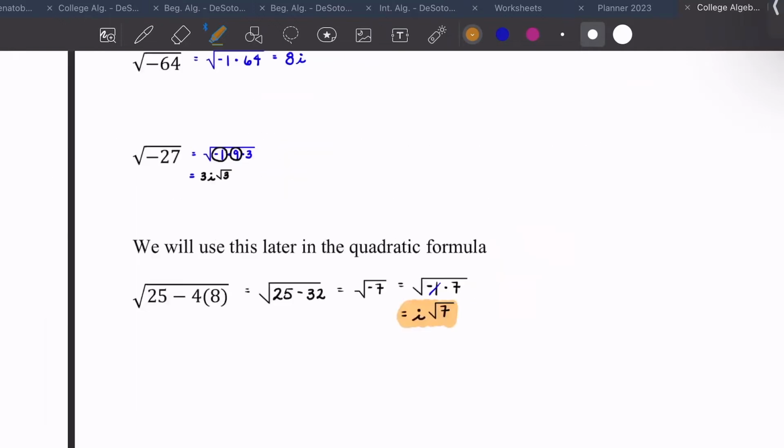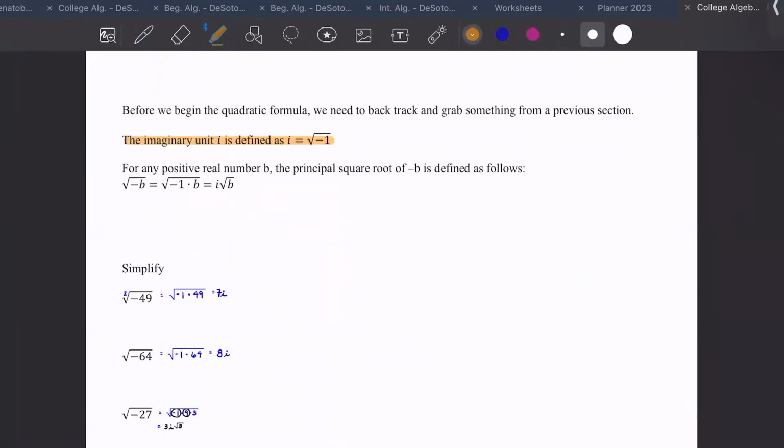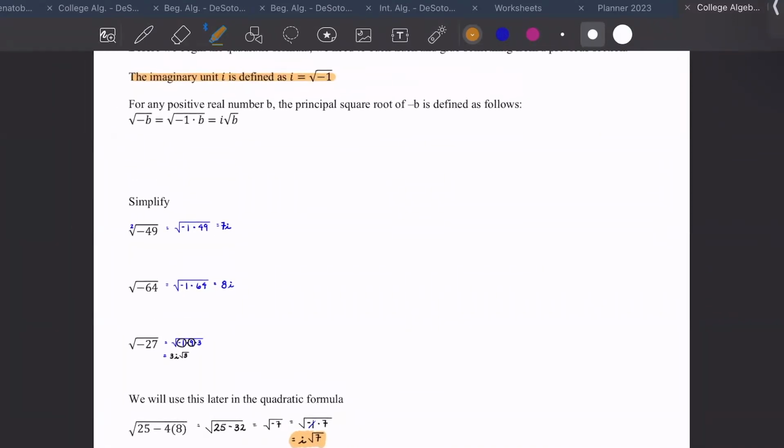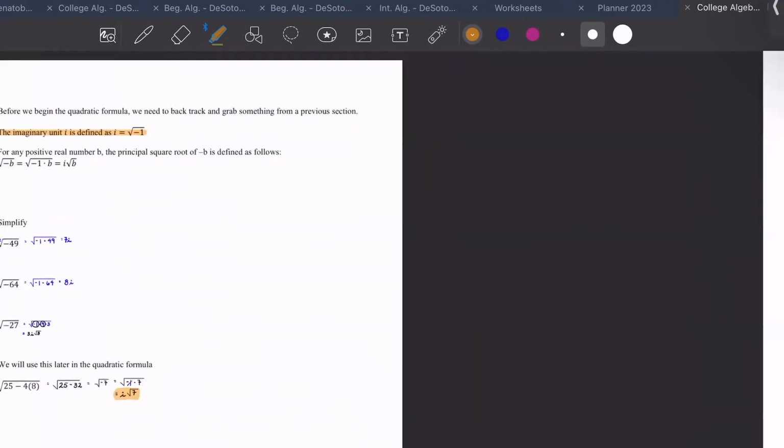Okay. So this whole page is just for you to realize that we have something going on with our negative numbers when we're taking the even roots of them. Now we don't have to write error, we can use i. Okay, and we're going to use this a lot in the quadratic formula.